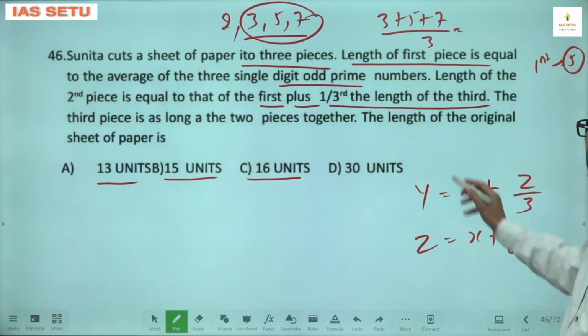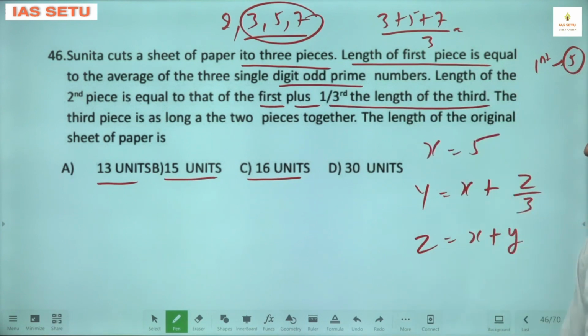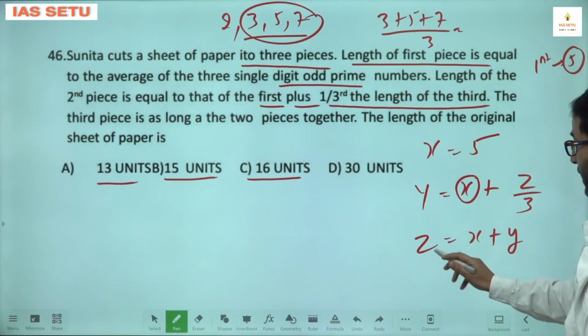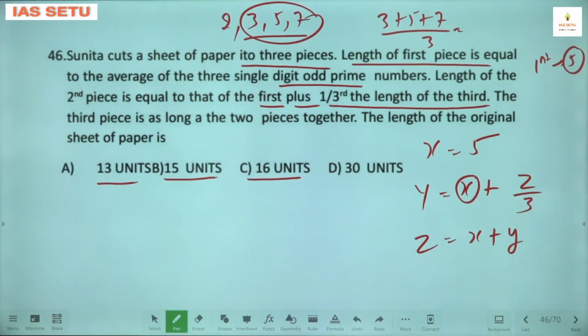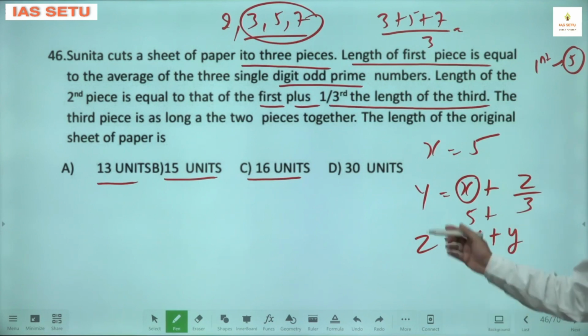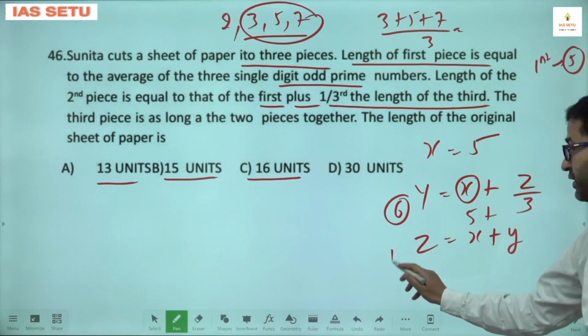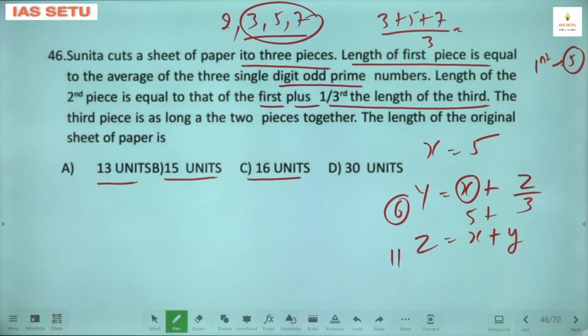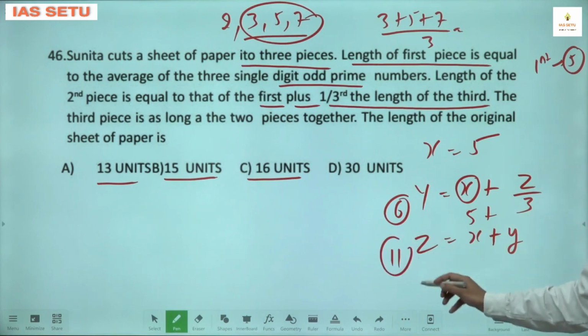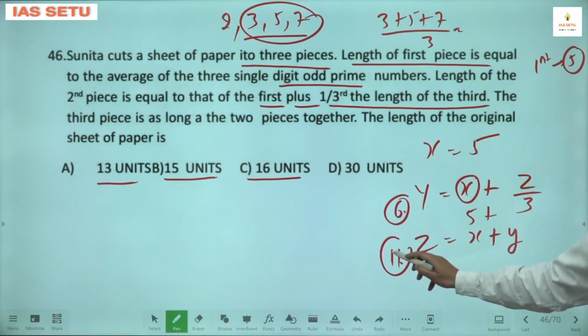Shortcut. So x is 5. y is x plus z by 3, so it is 5 plus something, more than 5. For example, I assume y is 6. It has to be more than 6 actually. So what will be z? z will be 11, minimum 11. So 5 plus 6 is 11, plus 11 is 22.